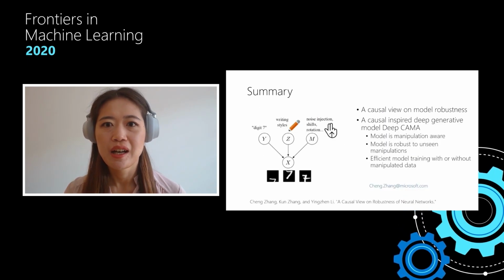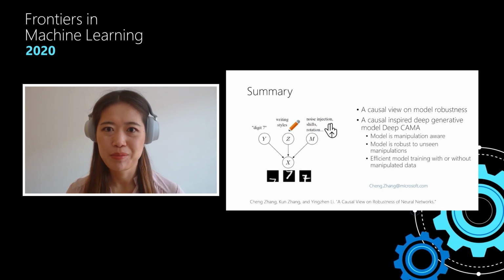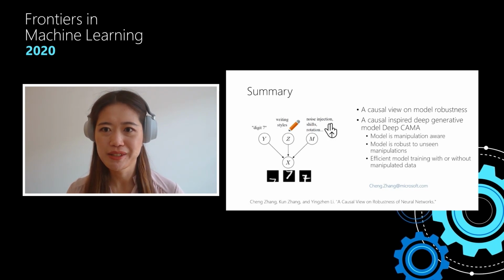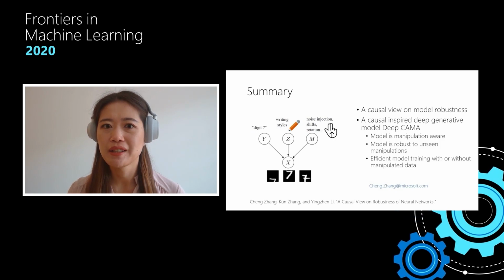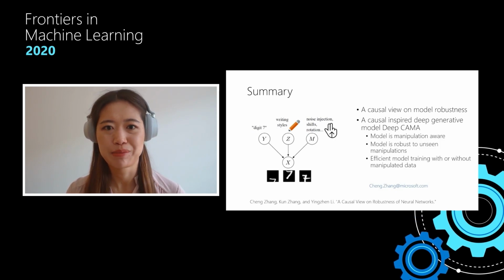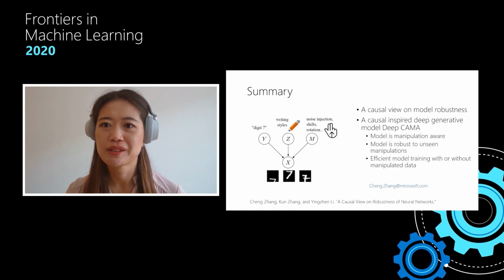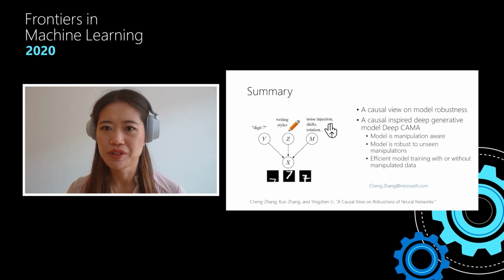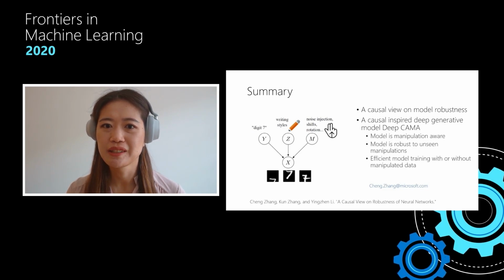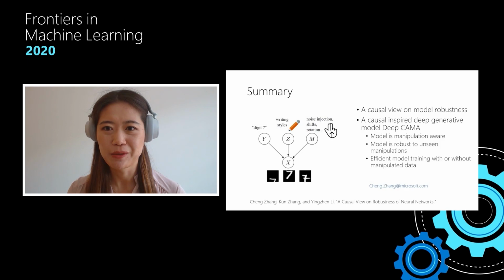In the end, I would like to summarize my talk. I presented the causal view on model robustness and the causally inspired deep generative model called the deep karma. Our model is manipulation-aware and robust to unseen manipulation. This is efficient with or without manipulated data during training. Please contact me if you have any questions.